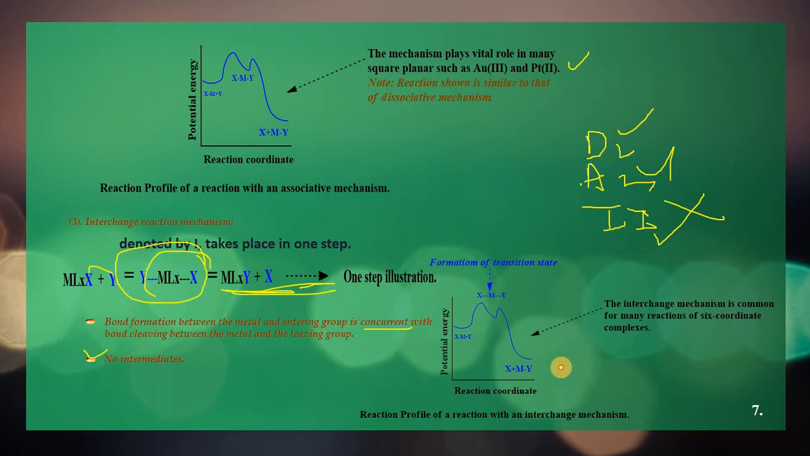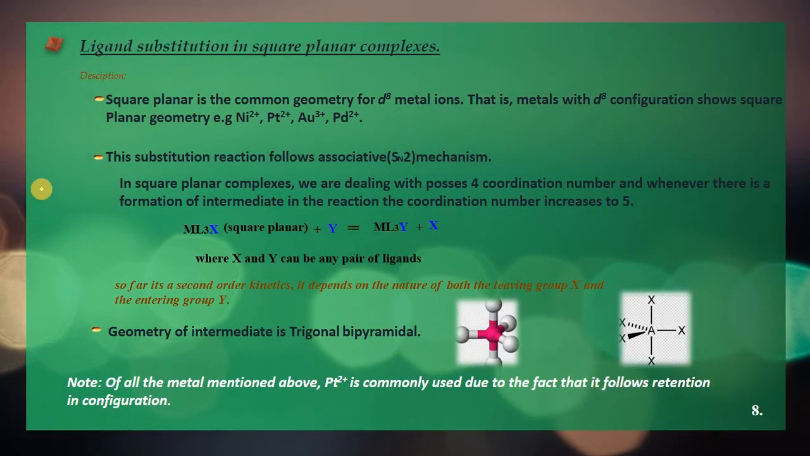It's important to take note that the interchange mechanism is common for cis coordination complexes. It's common for that, and this is the formation of the transition state. The transition state is being formed. So that's a brief introduction about ligand substitution, which is the first point I bullet in my outline.